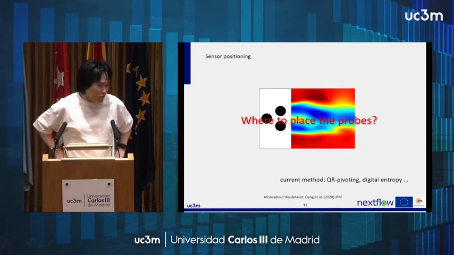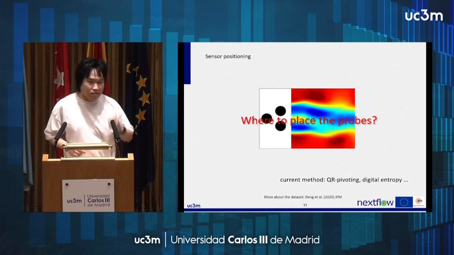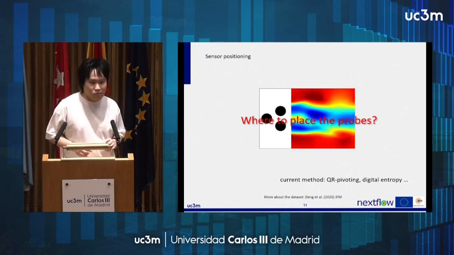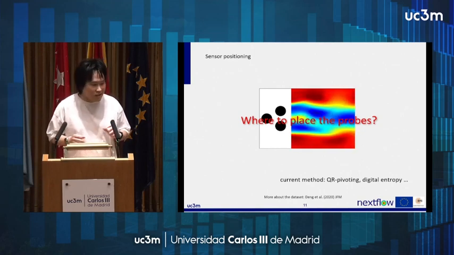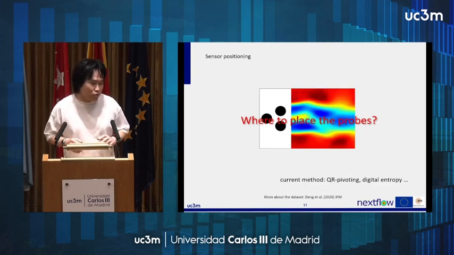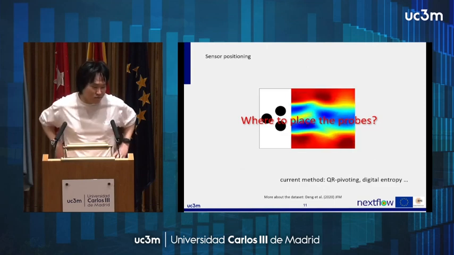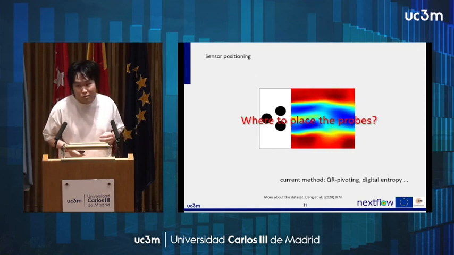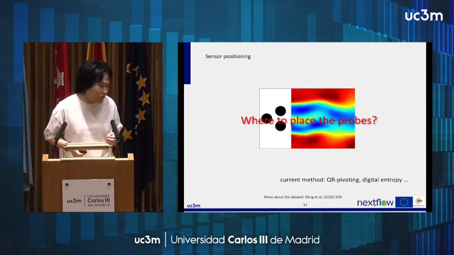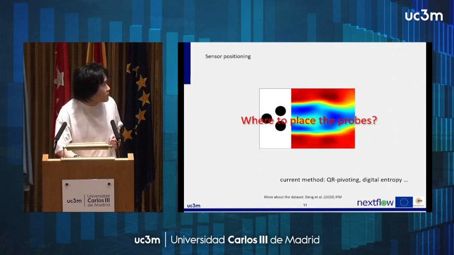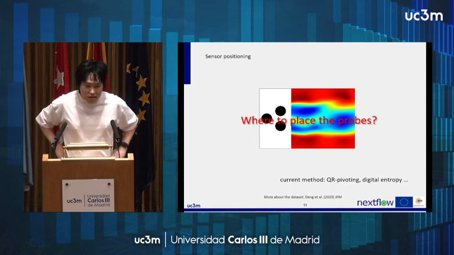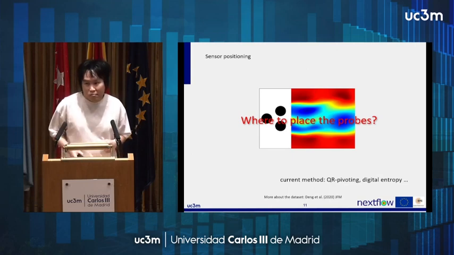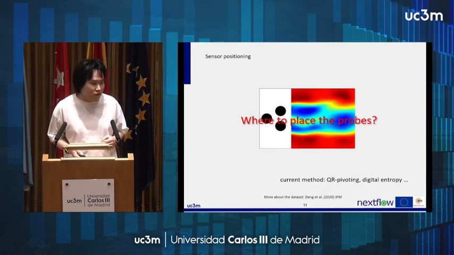One important problem in the combination of probe data and PIV snapshots is where to place the probes. There are several methods already published by other groups, such as QR pivoting and digital entropy, and they work really well in sensing the temperature of the ocean or compressed sensing of human faces.